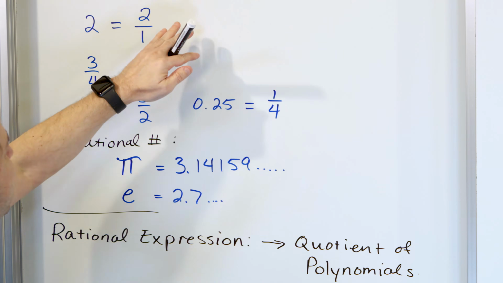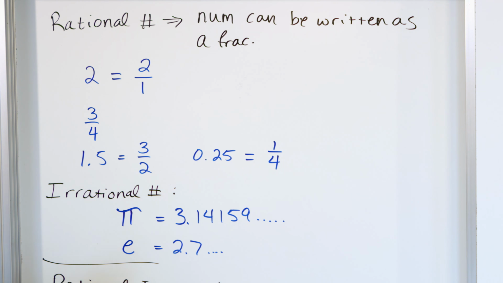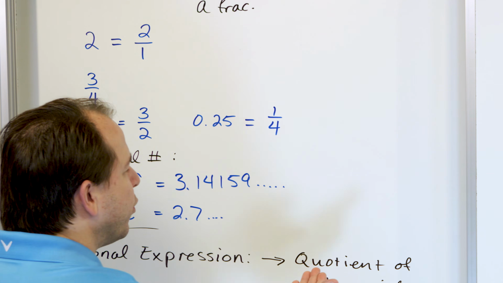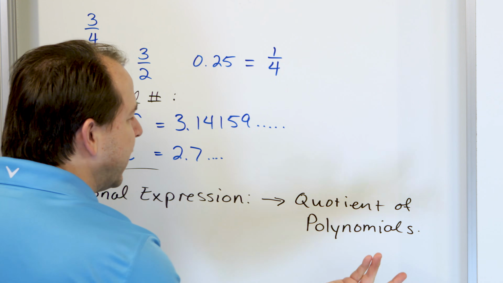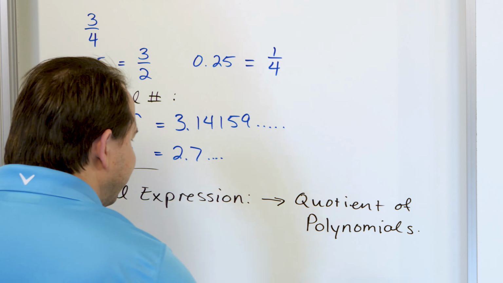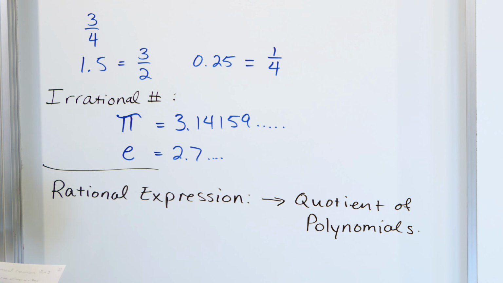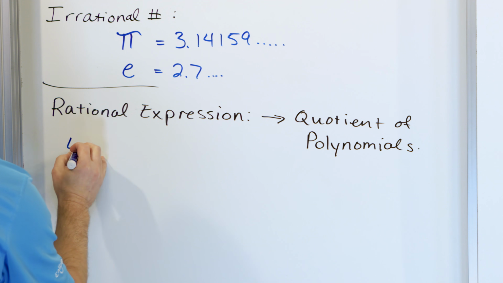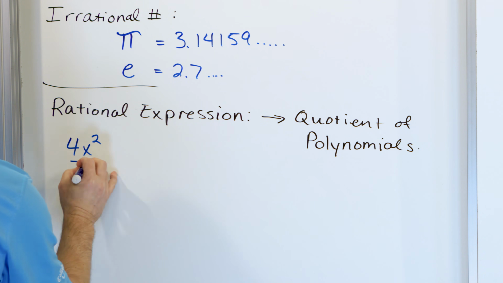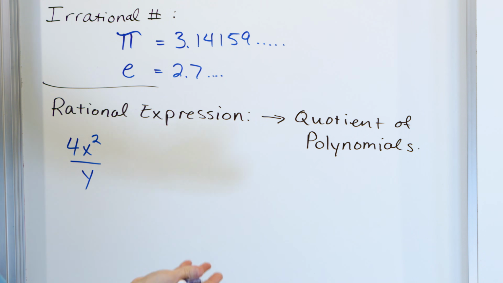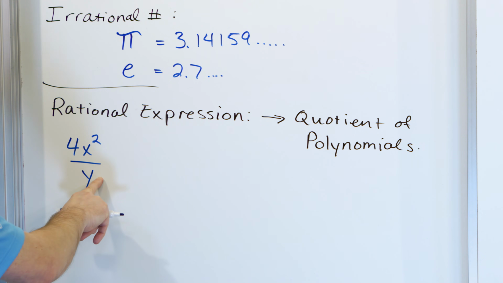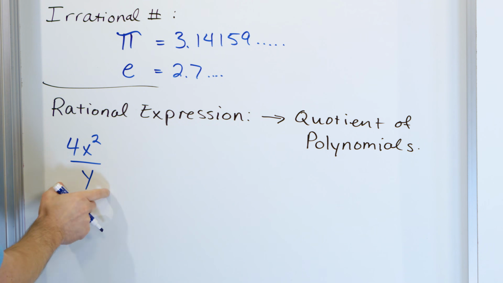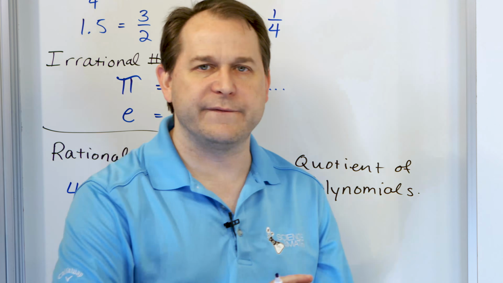The exact same way that we have rational numbers, they're written as fractions. Rational expressions are when you can represent the expression as the quotient, or the division, of two polynomials, any two polynomials. So just to give you a couple of quick examples, the expression 4x squared over y. This is a rational expression. Why? Because this is a polynomial on the top and this is a polynomial on the bottom. Of course, these are x's and y's. That's fine. It doesn't matter what the variables are.